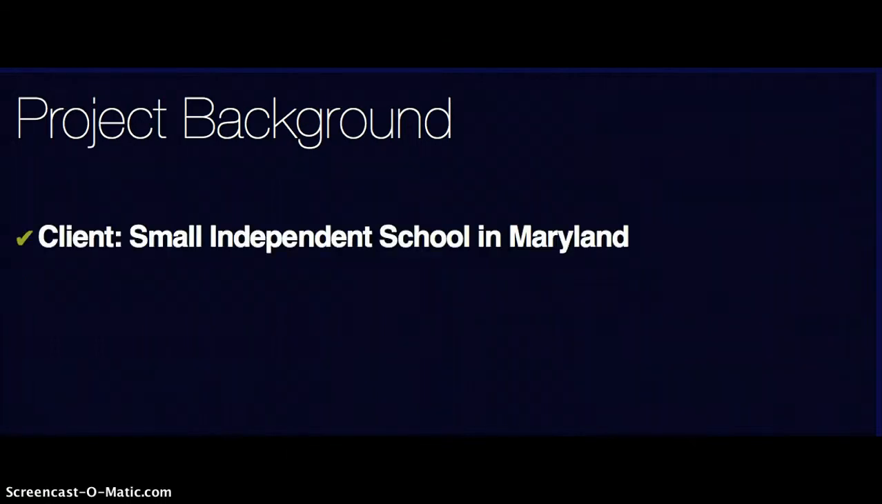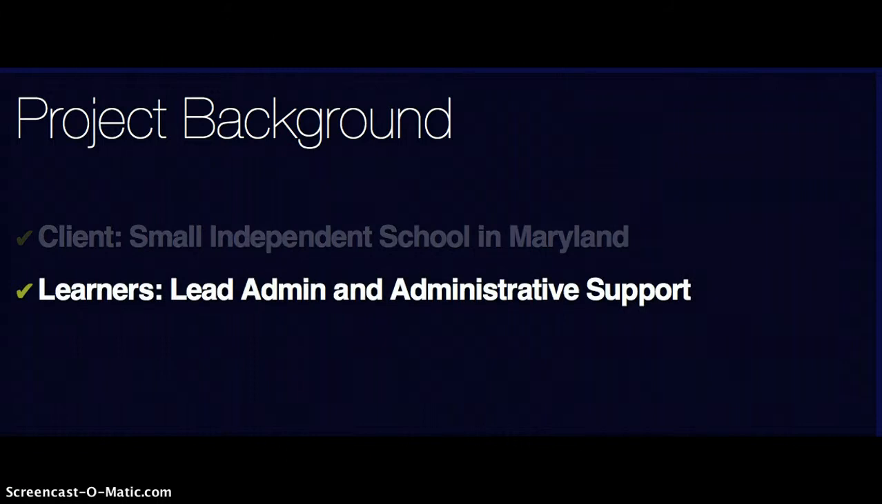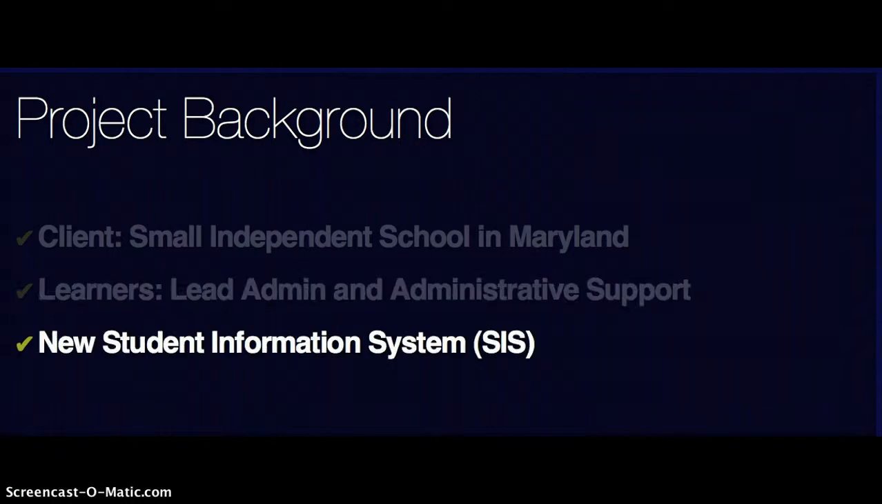So, as background, my client is a small independent school in Maryland. It's home to about 91 students, preschool through 5th grade, with 28 faculty and staff. And it also happens to be my place of employment. The learners are the lead administration and the administrative support team at the school. The senior administration is 3 individuals and the administrative support team is 2, so it's a total of 5.